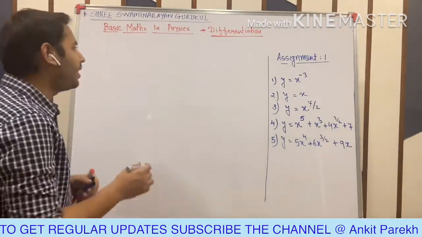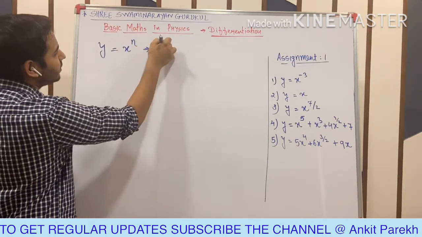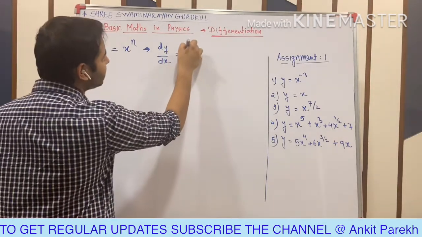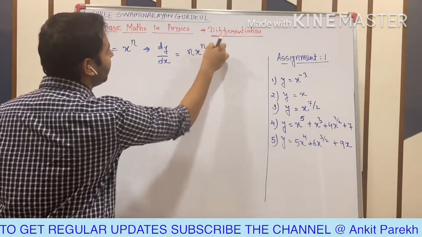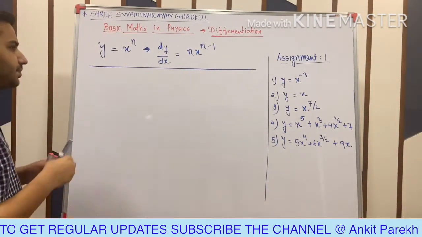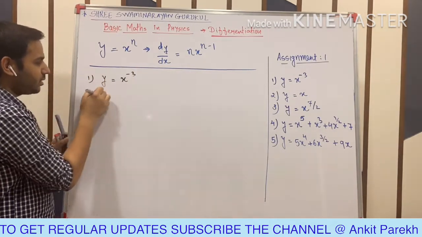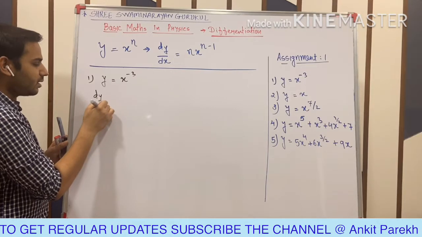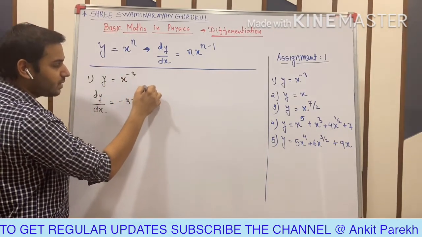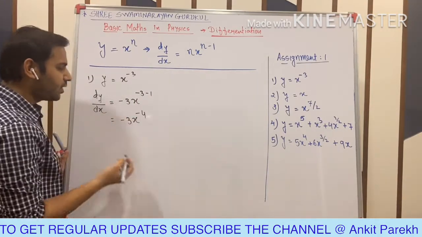Our basic formula for this: y is equal to x raised to n, then dy by dx, differentiation of y with respect to x, is n x raised to n minus 1. I hope you people remember this. So now our first question is, y is equal to x raised to minus 3. What is your dy by dx? Instead of n, minus 3 is there, minus 3 x raised to minus 3 minus 1. Okay, minus 3 x raised to minus 4 is your answer.